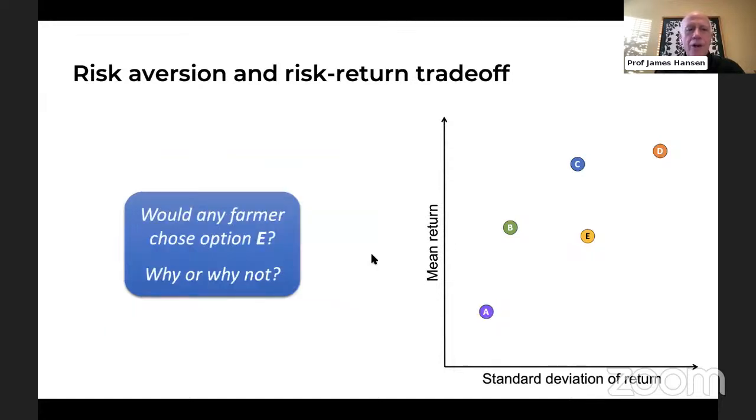Would any farmer choose option E? Why or why not? If we were doing this training in person, then we'd pause for discussion on some of these points.